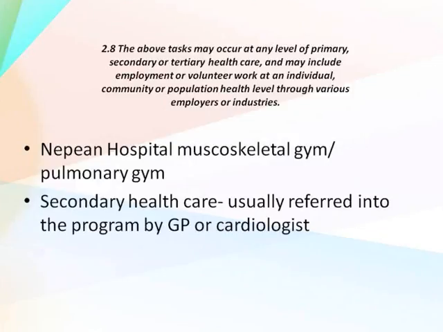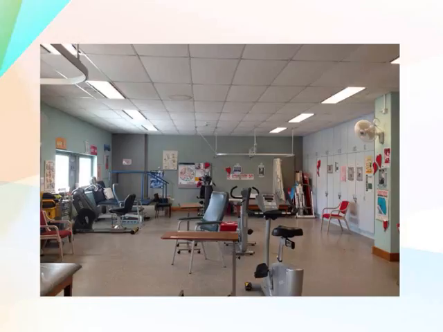Scope 2.8 refers to the locations of where I completed the other 7 scopes of practice. I completed these scopes during my placement at Nepean Hospital and Ripple's Hydrotherapy Center. The first placement was at Nepean Hospital, specifically the musculoskeletal and pulmonary gym. The gym program falls under the secondary level of care, where patients are first referred to by their GP or cardiologist to participate in. Patients are then assessed by the exercise physiologist before starting.